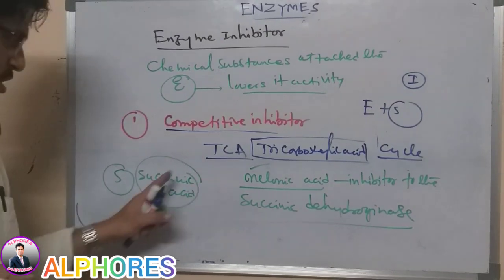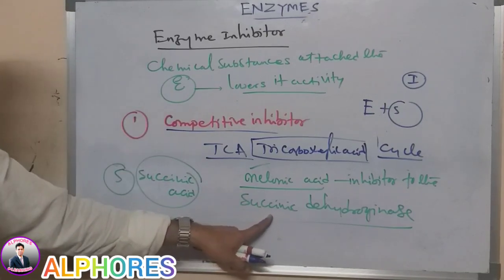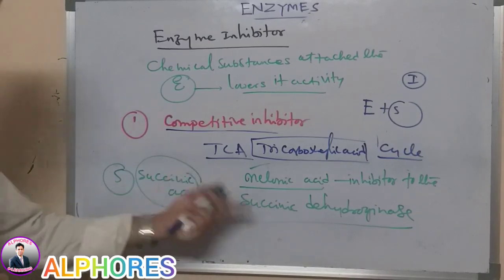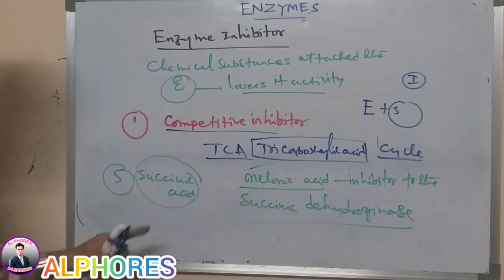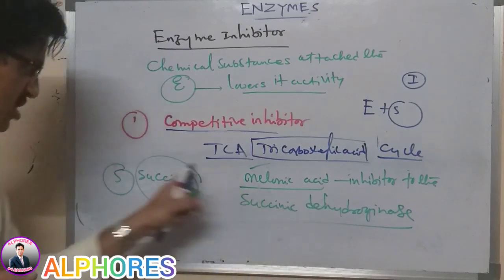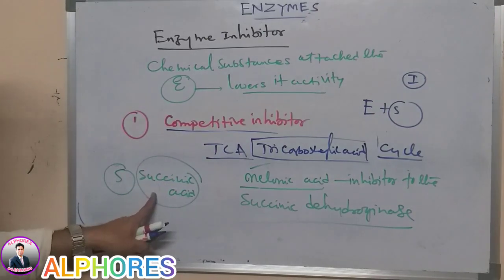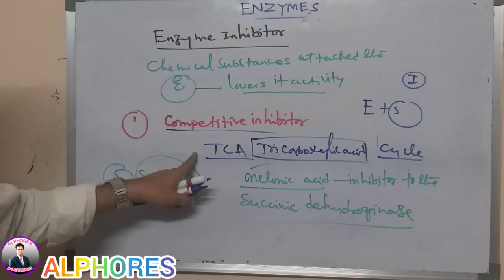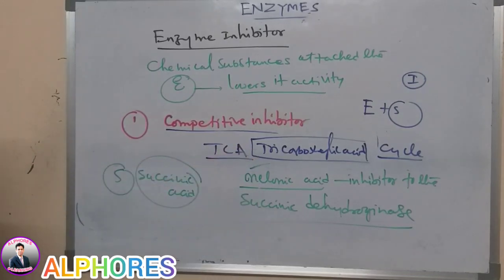The malonic acid is similar to the succinic acid. Its structure is similar, so it is suitable to fit in the active site of the succinic dehydrogenase. So malonic acid is an inhibitor which fixes in the succinic dehydrogenase as a complex, and prevents the reaction. They become competition for the substrate. That is the reason this is called a competitive inhibitor. Malonic acid is a competitive inhibitor for the succinic dehydrogenase enzyme in the TCA cycle.